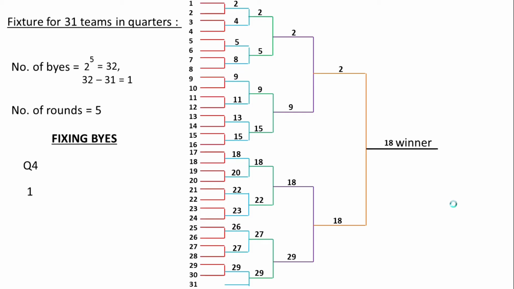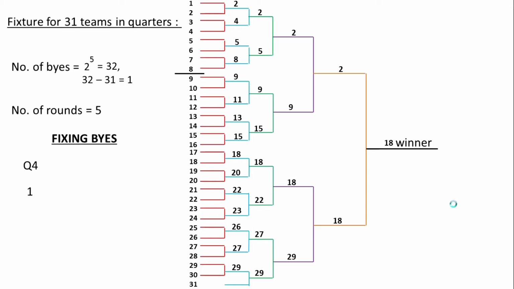First we have to know the base, and that is the next power of 2. 2 to the power of 5 is 32 and we have 31 teams, so 32 minus 31 is 1, so we have only 1 bye. And in 2 to the power of 5, n is 5, so the number of rounds is 5. And how to fix the bye? The lower half's last team will be given the first bye.